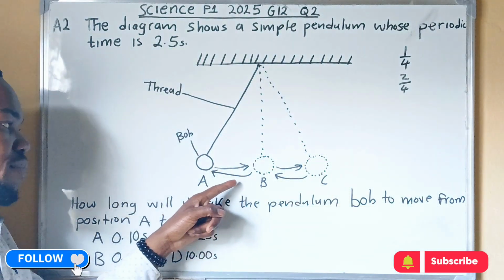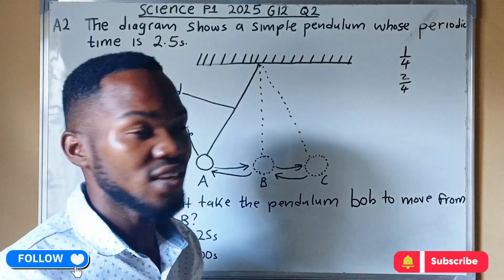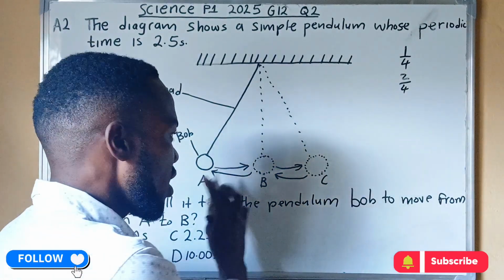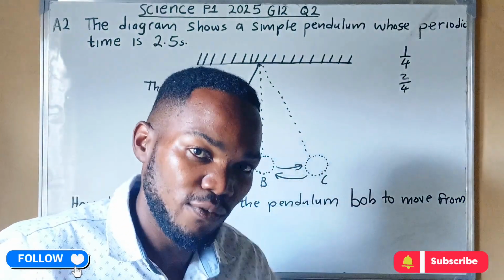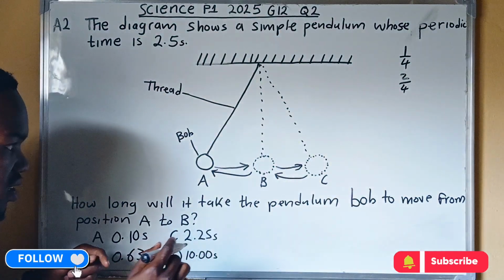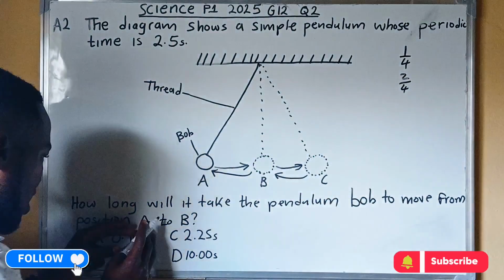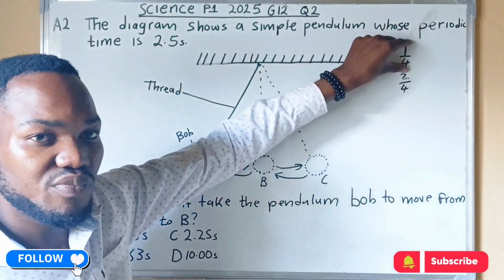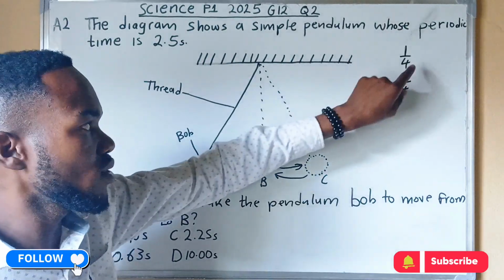Then back to A, that means it has made a full oscillation. That's what we call the period, when it goes to A, then to C, then back to A. That means it will be 4 over 4. So now the question was just saying, how long will it take the pendulum bulb to move from position A to B, from here to here. So from here to here, we are just going to say the number of oscillations, the number of circles, is 1 over 4.